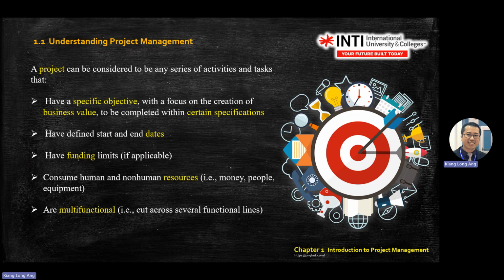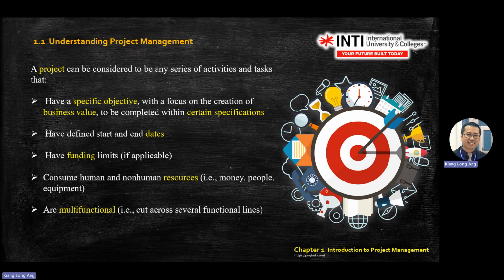Your resources here means money, equipment, people, and so on. So you have human and non-human resources. Then it can be multifunctional. Here is like your cross-functional line. Here functional lines means department. Like for example, the automotive car just now, X70, you have chassis department, you have assembly department, you have finance department, you have sales department, marketing department, and so on. So these are the functional lines.